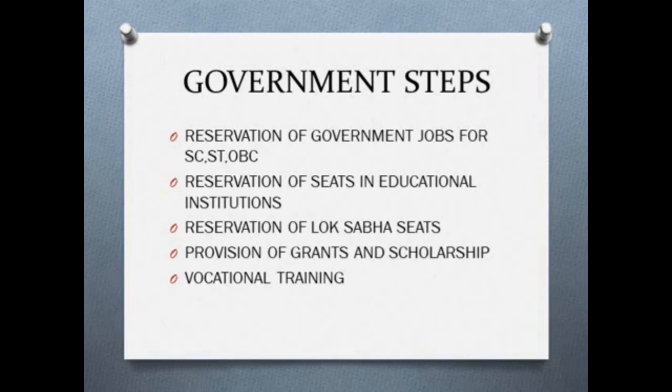Keeping this provision of the Constitution in view, the government has taken the following steps for eradicating this. The first one, reservation of government jobs in the following ratio: 15% for the scheduled caste people, 7.5% for the scheduled tribes, and 27% for other backward classes, OBC.